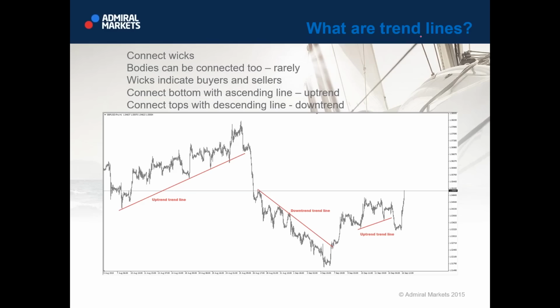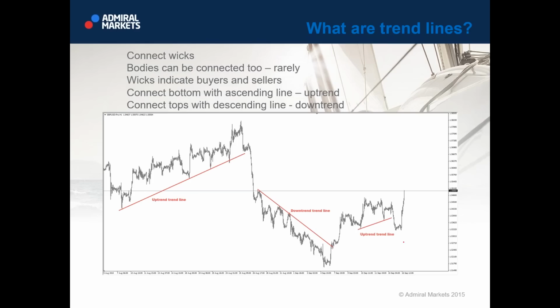So what are trend lines? Trend lines connect wicks. Wicks are more important than bodies, especially when you're drawing trend lines. We will learn about it in the last class. Wicks indicate buyers and sellers. When you see a wick here, it's a buyer. When you see a wick here, it's a seller.